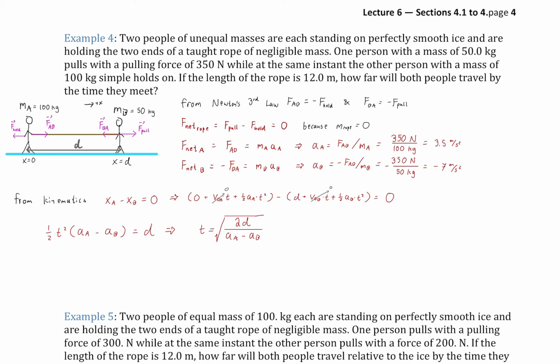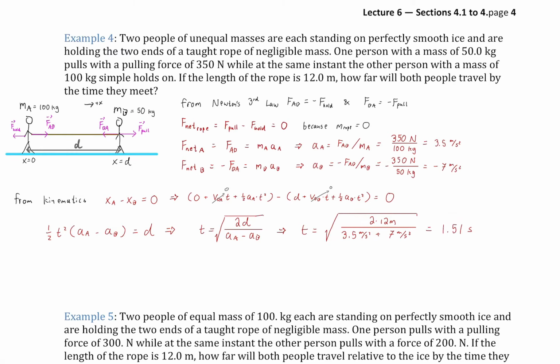Okay, so that's sometimes going to be the advantage of not plugging in numbers right away. You can get useful symbolic expressions. Then I do plug in the numbers. So I plug in 12 meters for D. I plug in the positive acceleration for A and the negative acceleration for B, but minus a negative makes it positive. All right? And so then when I actually solve that, I get 1.51 seconds.